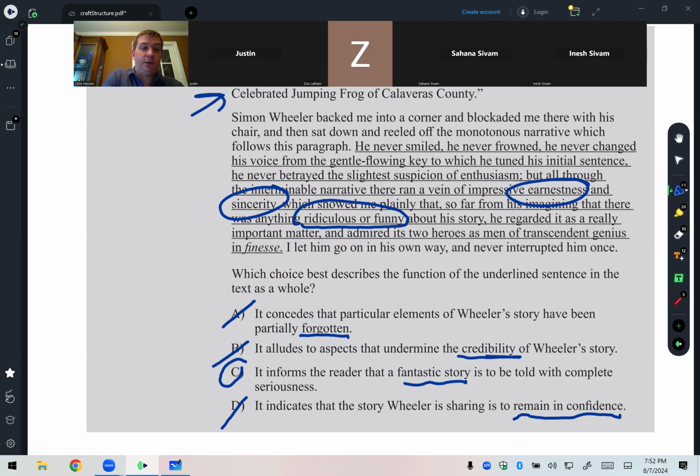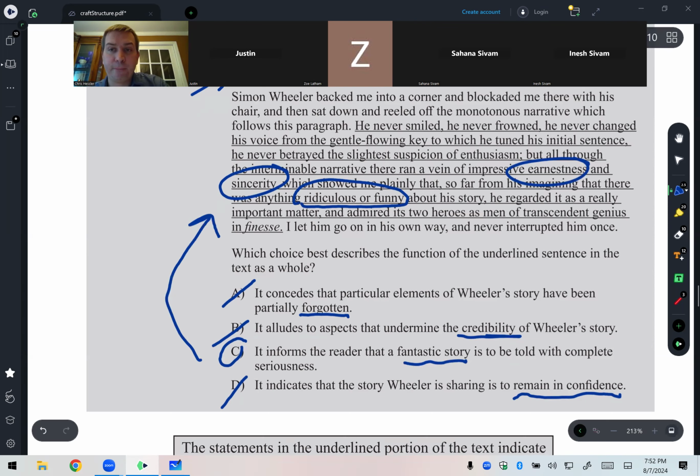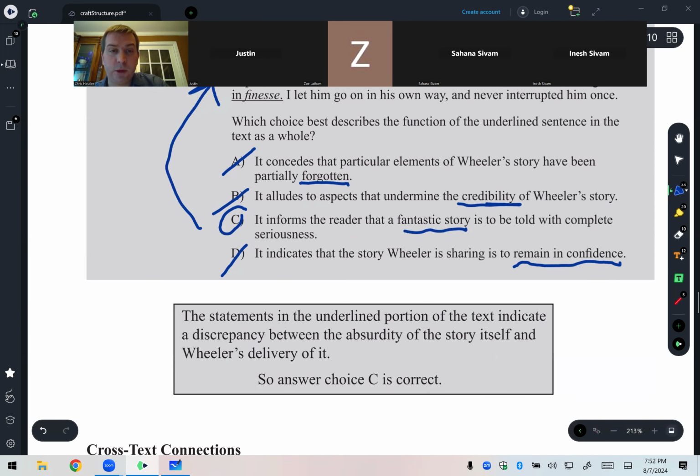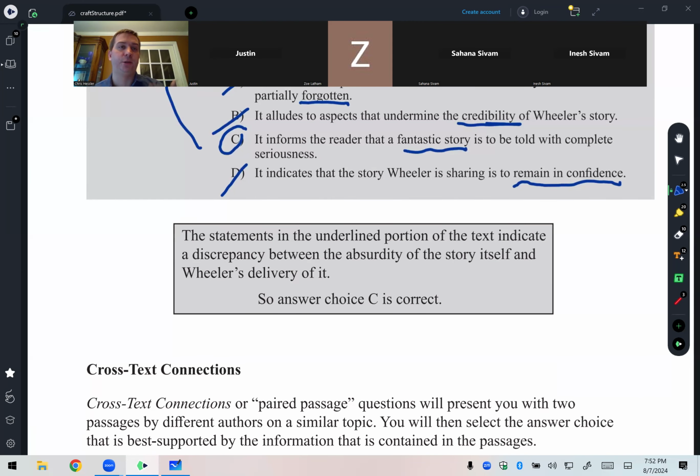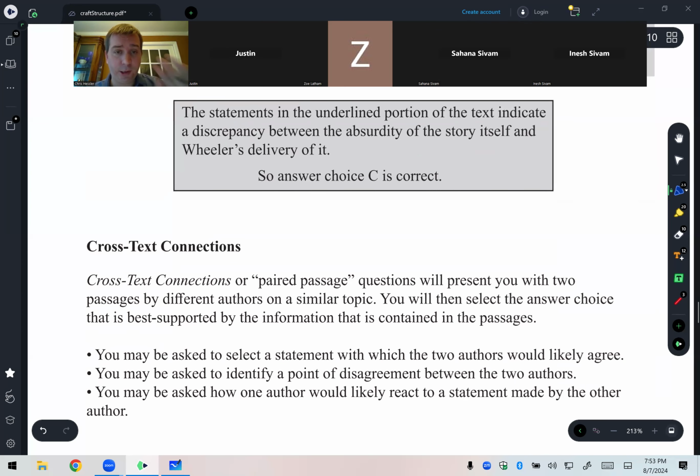That is C. So that's a text structure and purpose type question. Just try them the same way we've been doing them before. Just eliminate answer choices that are unsupported by the statement, and then go with the most logical answer choice. In this case, we will have a fantastic story that is told with complete seriousness. All right. There's a discrepancy here, right? There's a contradiction being set up, and I think that's the whole gag of this short story if we were to read it.